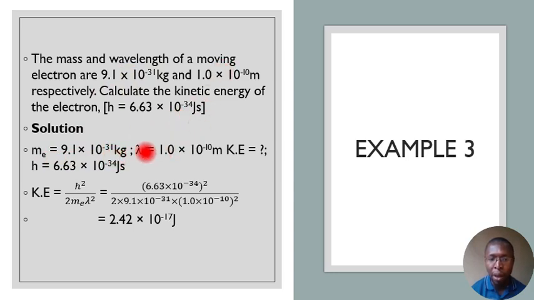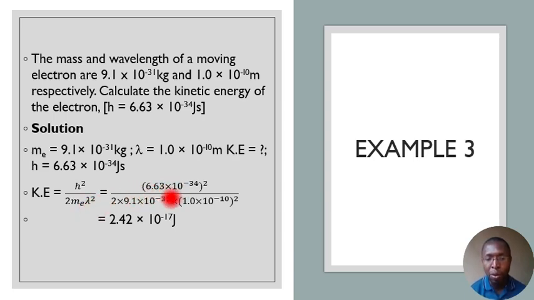And the wavelength, which is lambda, is given to be 1.0, written out here. Then we have to calculate the kinetic energy. That the KE is unknown, given that Planck constant is this. So kinetic energy by formula in this case is the square of Planck constant over 2 times mass of the electron times square of the wavelength.